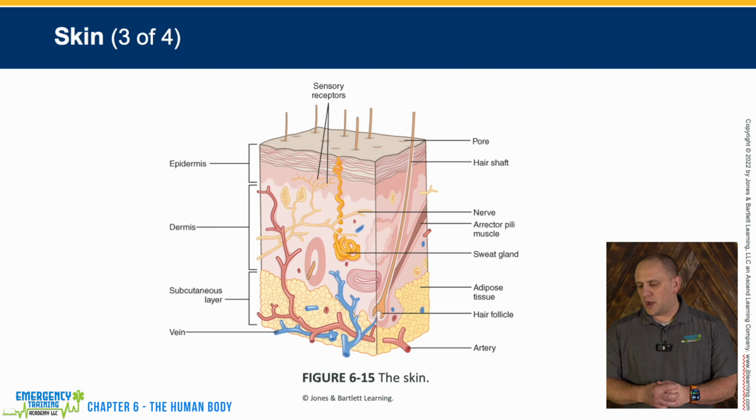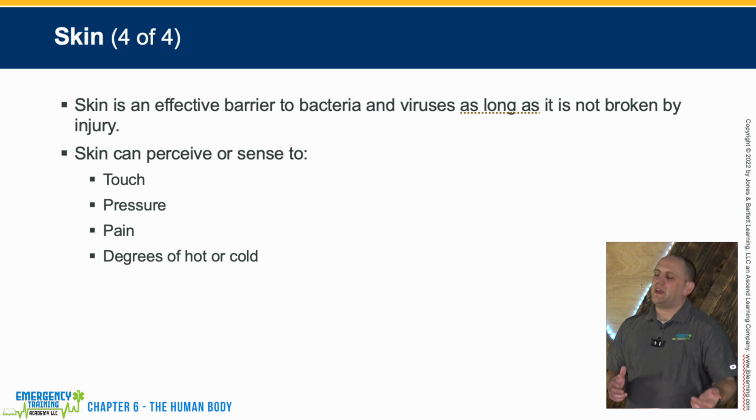And then our blood vessels, our arteries and our veins are in the dermis. We talked about before protecting ourselves from bloodborne pathogens or airborne pathogens. So the skin is an effective barrier to help protect us from bacteria and viruses as long as it's not broken. And that's one of the reasons why we wear gloves, is if we have any exposed or broken parts of our skin, that's an entry point for those viruses and bacteria to get in.